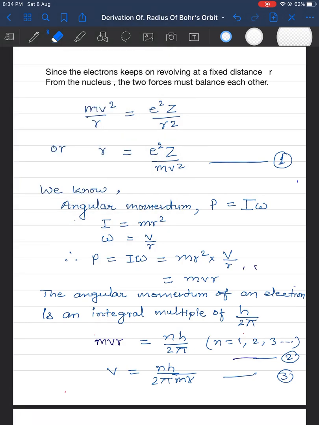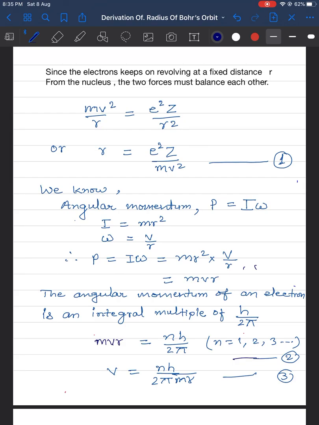and I is equal to mr squared, omega is equal to v by r. Therefore, P is equal to moment of inertia into omega, that is equal to mvr. The angular momentum of an electron is an integral multiple of h by 2 pi. mvr is equal to nh by 2 pi, where n is equal to 1, 2, 3, and this is the second equation.